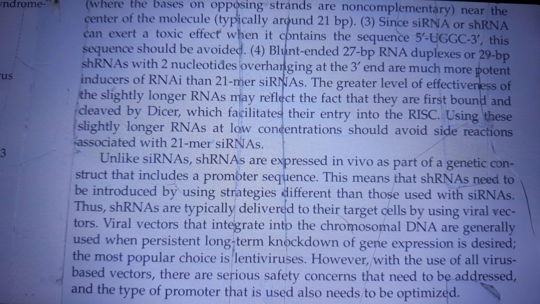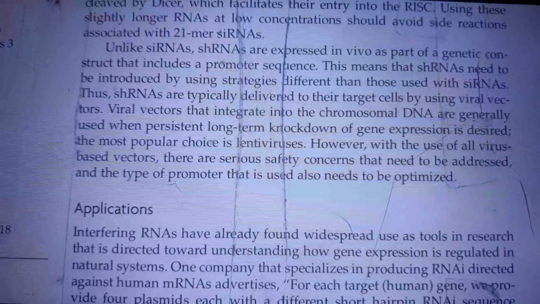The greater level of effectiveness of the slightly longer RNAs may reflect the fact that they are first bound and cleaved by Dicer, which facilitates the entry into the RISC. Using these slightly longer RNAs at lower concentrations should avoid side reactions associated with 21-mer siRNAs.